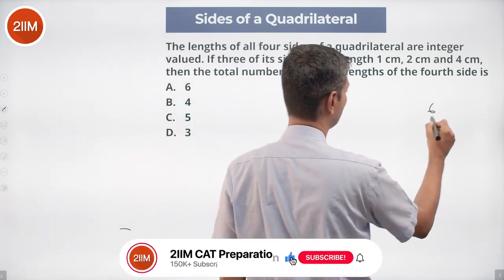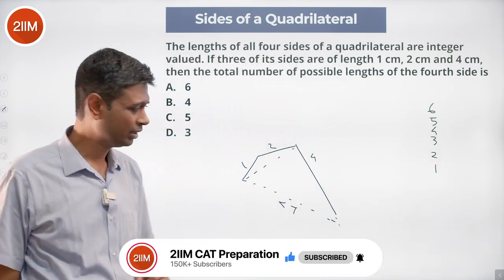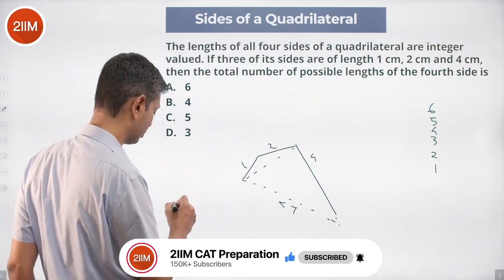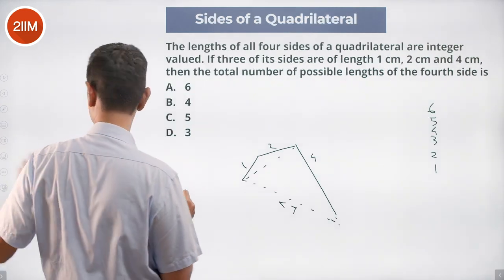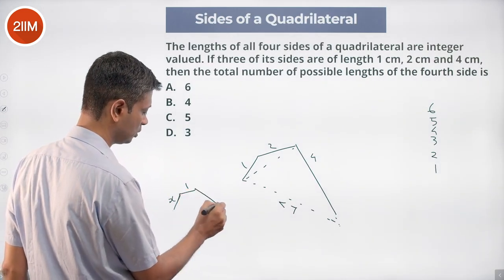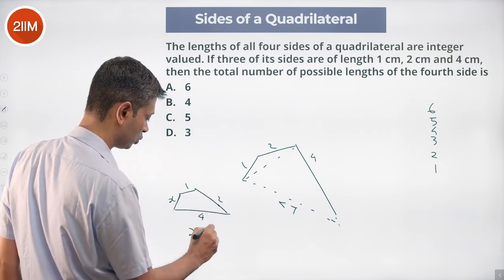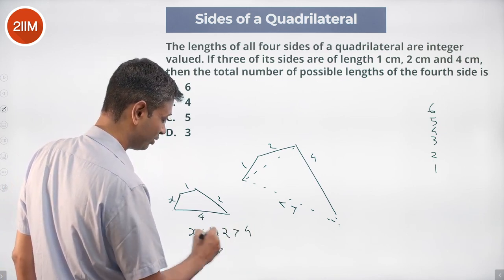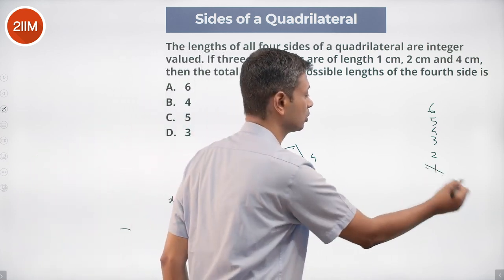Or it can be 6, 5, 4, 3, 2, 1. Except we need to keep in mind that the longest side could be 4. I have to flip the equation the other way around. Draw a triangle with sides x, 1, 2, 4. x plus 1 plus 2 should be greater than 4. x should be greater than 4 minus 3, which is 1. x cannot be 1. This is ruled out.